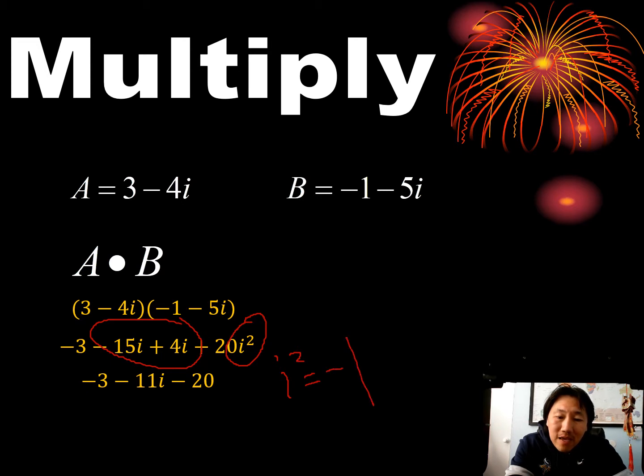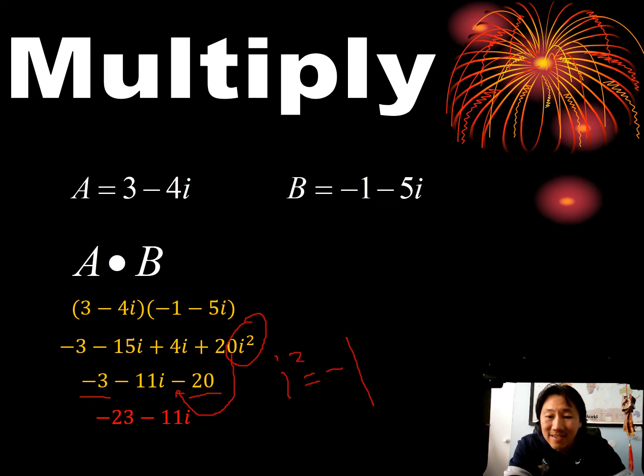So you're going to replace i squared with a -1, which in turn turns this +20 to a -20. And then the i squared is now gone because it's been replaced by a -1. All right, and then all you got to do is combine these two terms, and then we have our final answer. -23 minus 11i is the final answer.